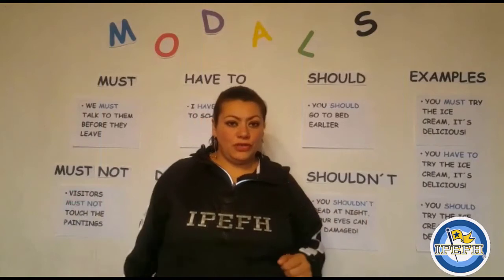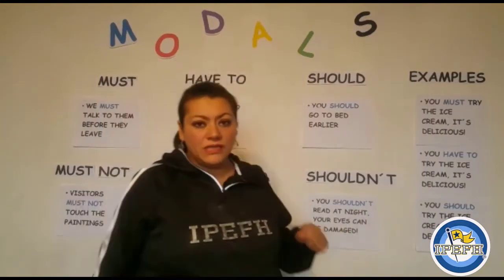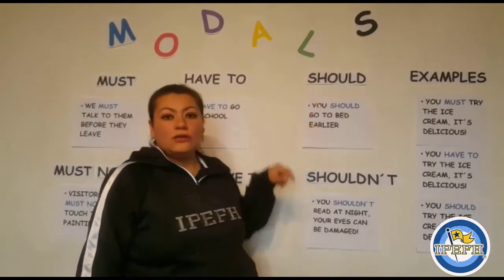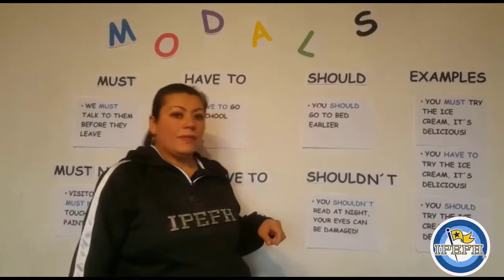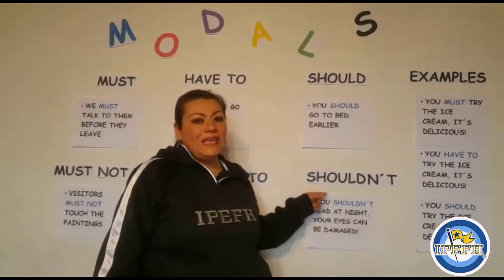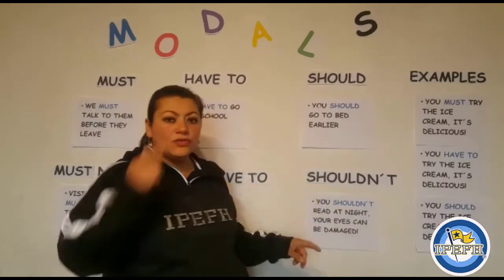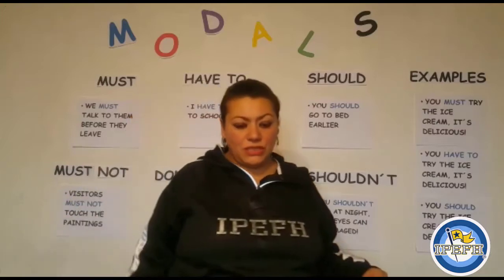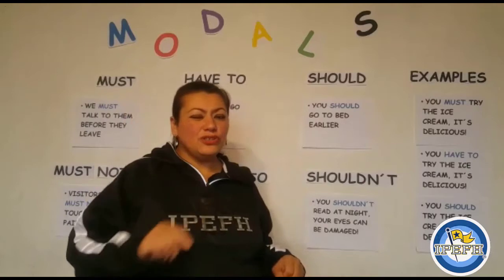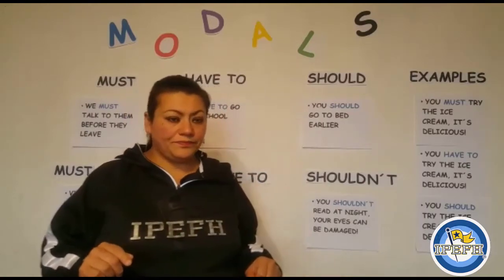When to use should. There are 3 ways to use should. The first one is to give advice. For example, you should go to bed earlier. The second is to give a negative advice. Example, you shouldn't read at night. Your eyes can be damaged. And the third one is to give your opinion. You should buy a new car. You should wear a new dress.